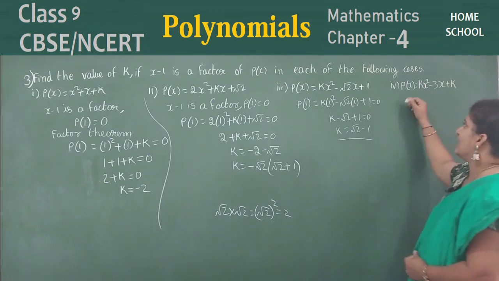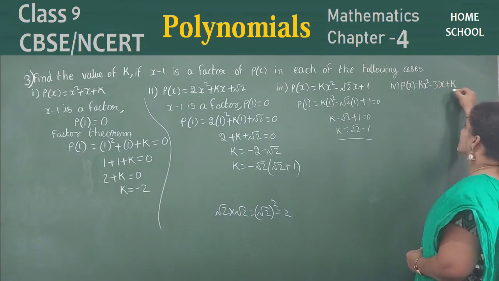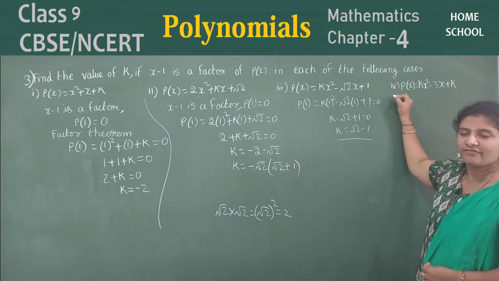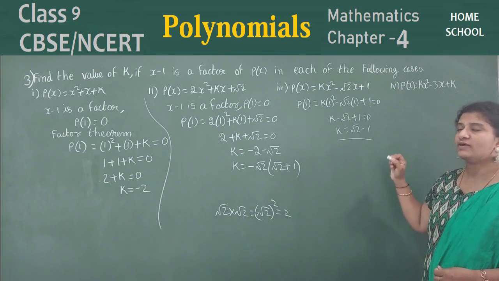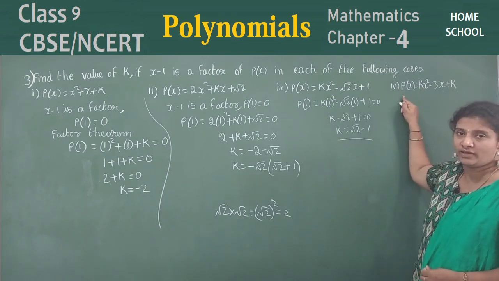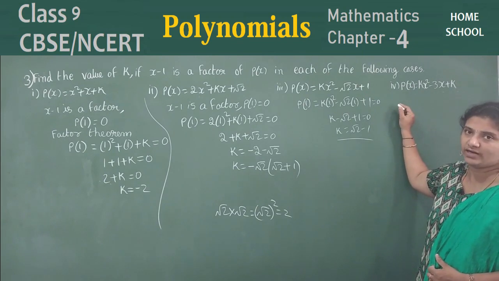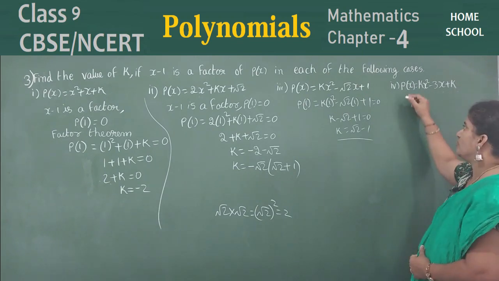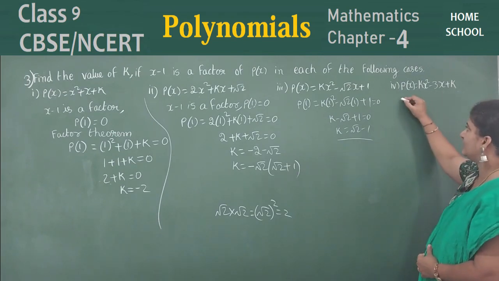Right? See the last problem. p of x is equal to kx square minus 3x plus 1. This is a factor. Yes, what did they say? x minus 1 is a factor of the polynomial. If it is a factor, then p of 1 must be equal to 0. So, by the factor theorem, we can say that statement, right? Those two lines right here.